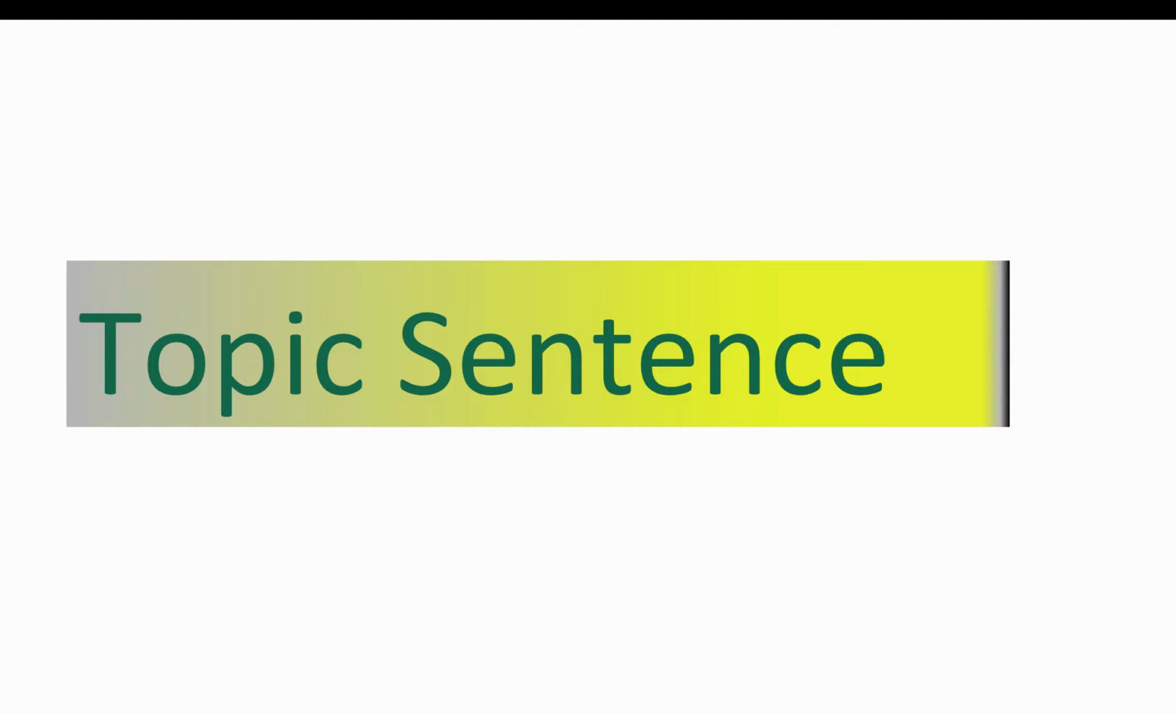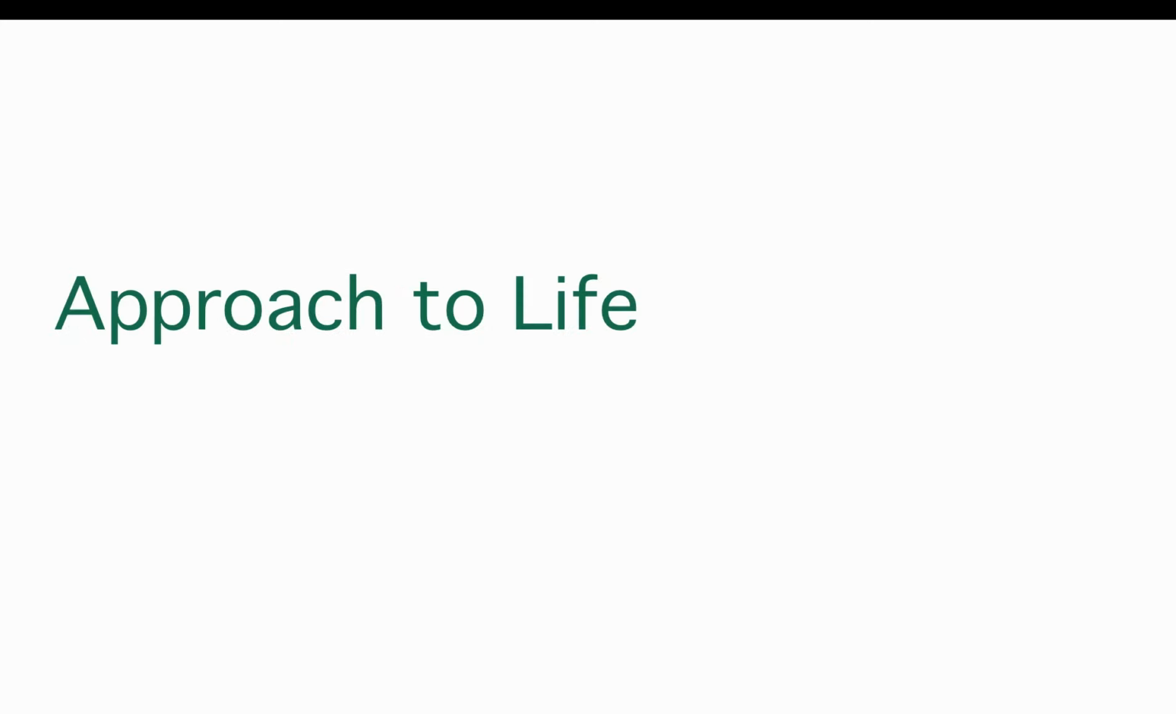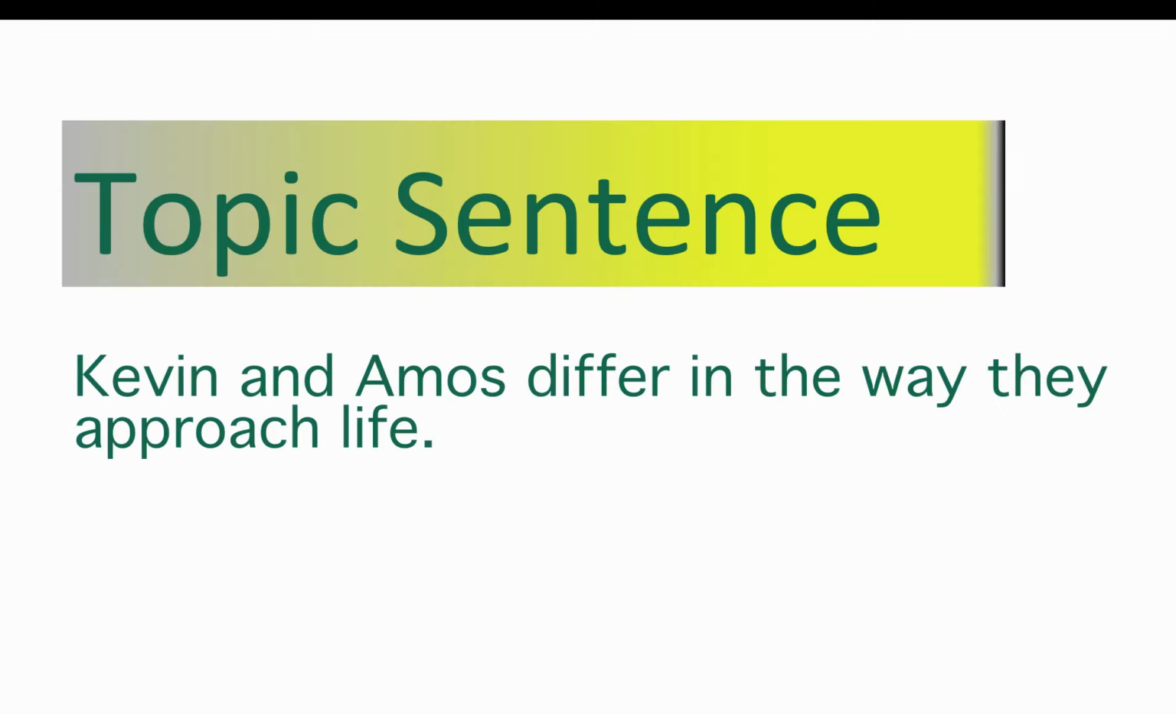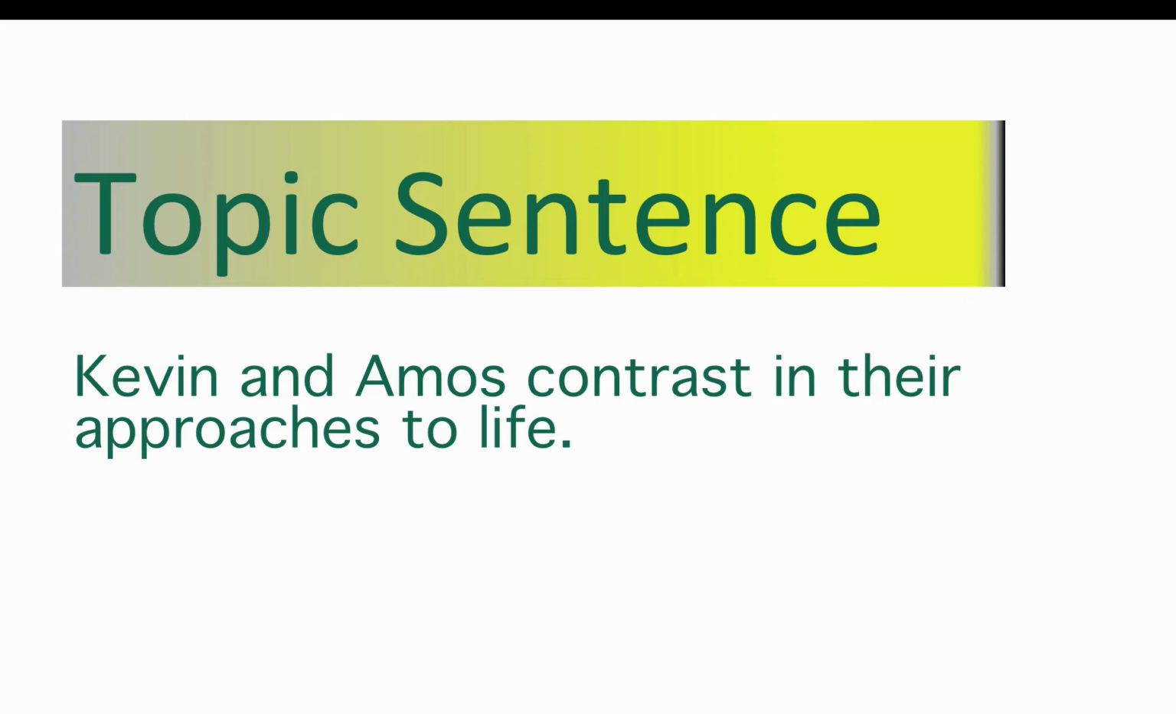Let's look at possible topic sentences we can write. So first we start, what is the paragraph about? It's about Amos and Kevin. And then we focus on what is the important difference between Amos and Kevin. Let's say it's the approach to life. So one possible topic sentence is Kevin and Amos differ in the way they approach life. Another possibility is Kevin and Amos have different ways of approaching life. Or Kevin and Amos contrast in their approaches to life.